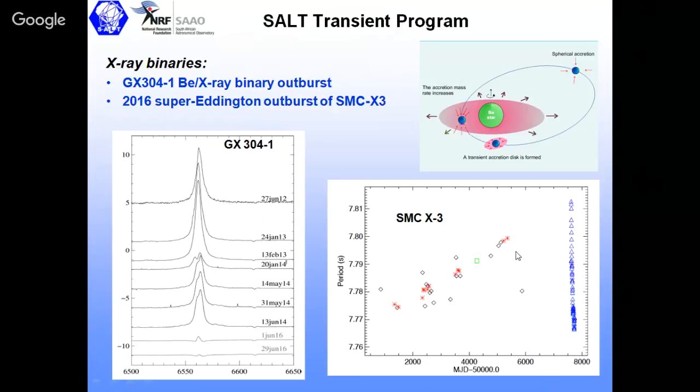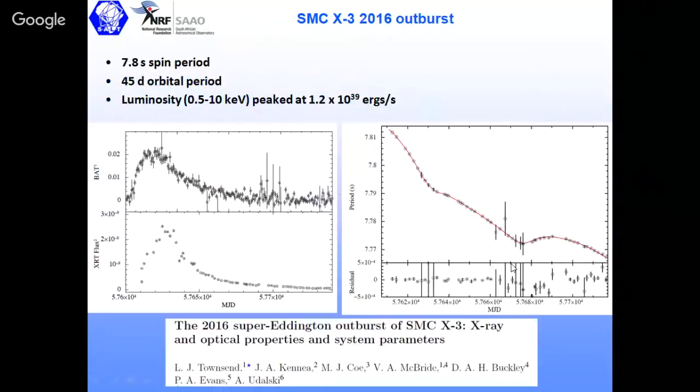And in fact, the next curve shows the spin evolution with time from about 7.8 seconds at the beginning of the outburst down to 7.77 here. Very nice data. And these are the X-ray light curves over that period of time. And this has just been accepted for Monthly Notices as well.